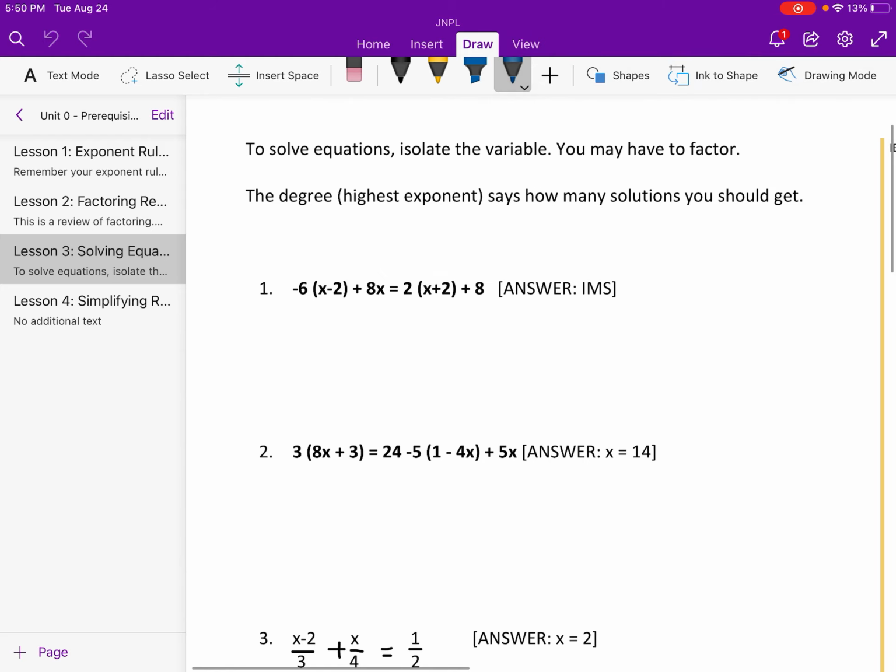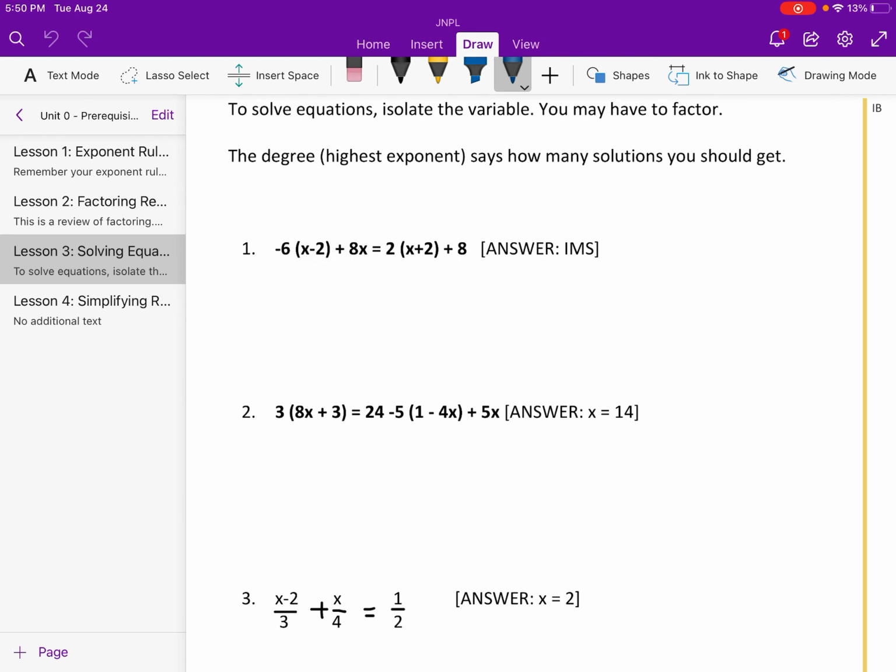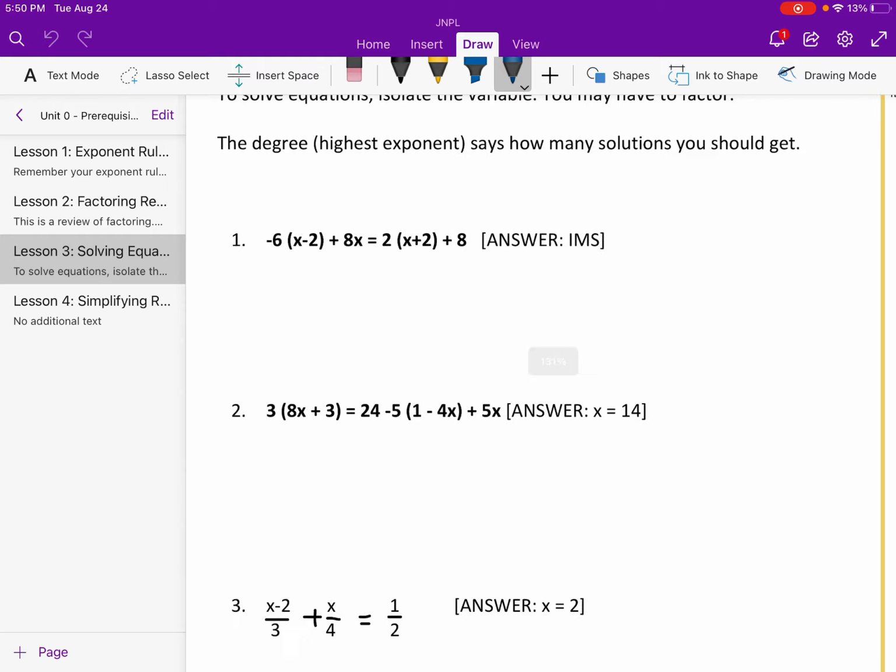We need to isolate the variable. That's how you solve an equation. So whatever letter you see, figure out what it is. That's what you do. Also, you might have to factor, and the degree, which is the highest exponent that you see there, shows how many solutions you'll have. So if it's a 3, then you'll have 3 solutions. And we'll see how that works.